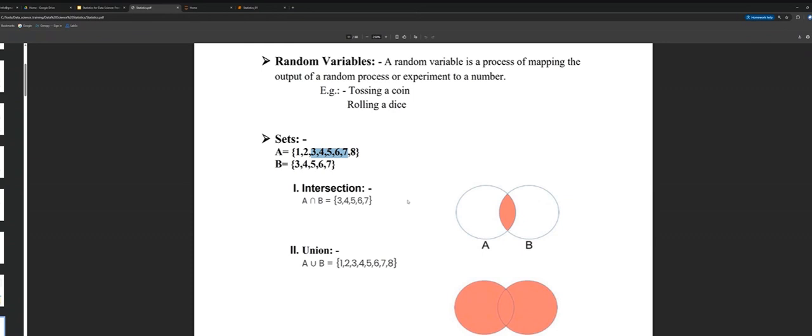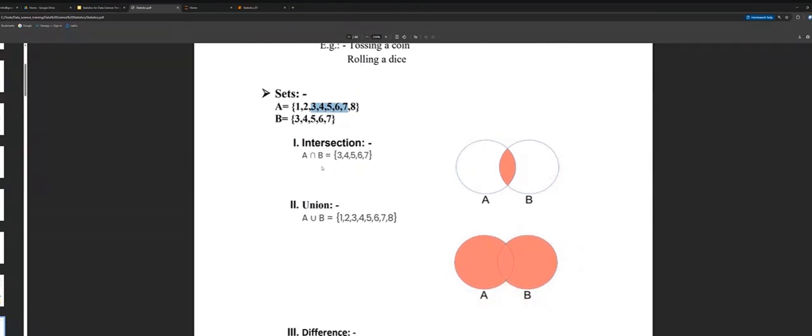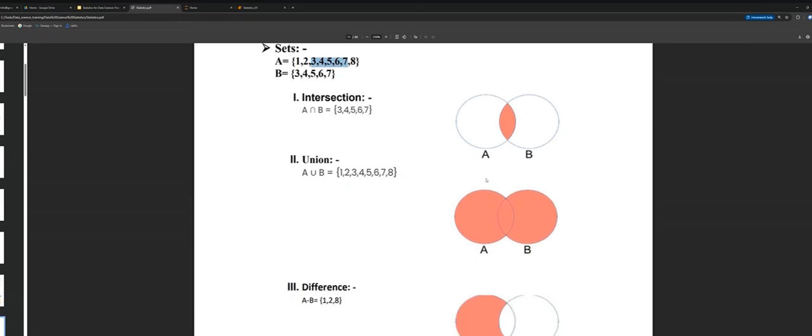So you can say A intersection B. A union B is what? You can see here 1, 2, 3, 4, 5, 6, 7, 8.